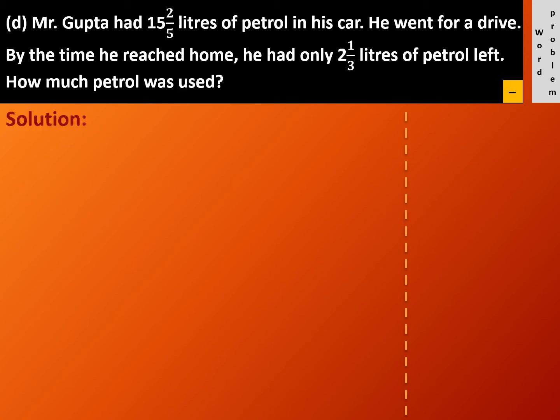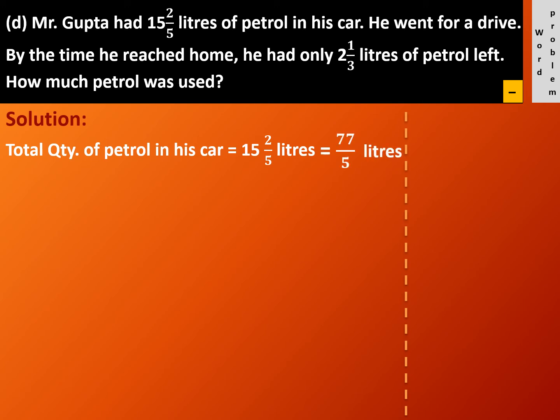Subtraction. So the first statement is: total quantity of petrol in his car is equal to 15 2/5 liters. Let's convert it into an improper fraction. How? Let's see. 15 5s are 75, and 75 plus 2 is 77. So the fraction is 77/5 liters.